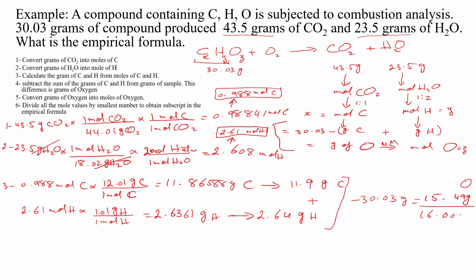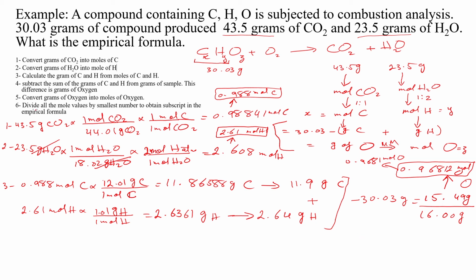its molar mass, which is 16 grams, and it will give you moles of oxygen, which is 0.96825 moles of oxygen. If you round it to the proper sig figs, it will be 0.9681 mole of oxygen. Okay, so we have moles of oxygen, carbon, and hydrogen now.